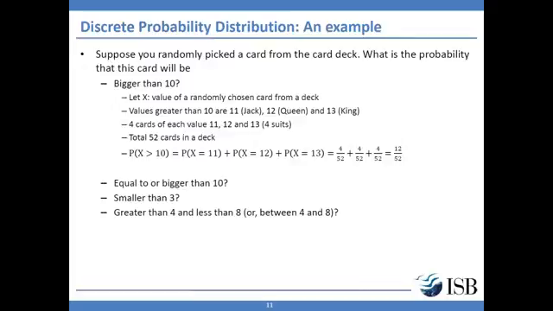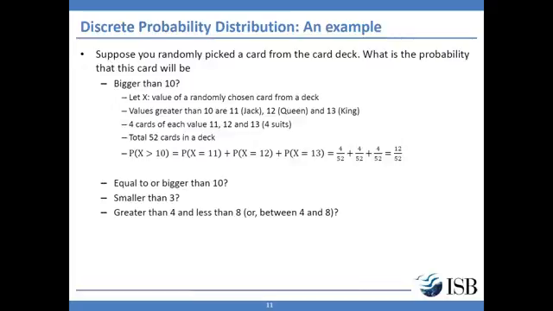Suppose you are randomly asked to pick a card from the card deck. What is the probability that this card will be bigger than 10? Let us define x to be a variable which indicates the value of a randomly chosen card from a well-shuffled deck of cards. We know that there are total 52 cards in a deck and that there are 13 distinct values of card existing in the deck. We also know that there are 4 cards of each of these values present in the deck.